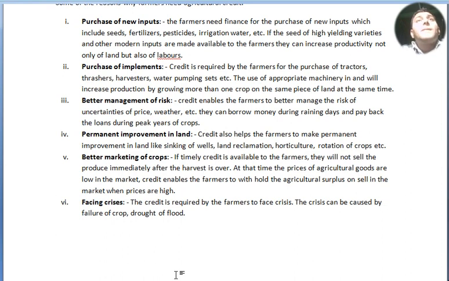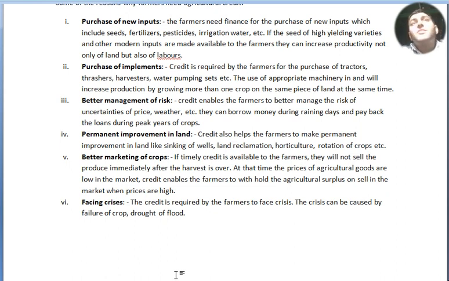Point number 1. Purchase of new inputs. The farmer needs finance for the purchase of new inputs, which include seeds, fertilizers, pesticides, irrigation water, etc. If seeds of high yielding varieties and other modern inputs are made available to the farmers, they can increase productivity not only of land but also of laborers.